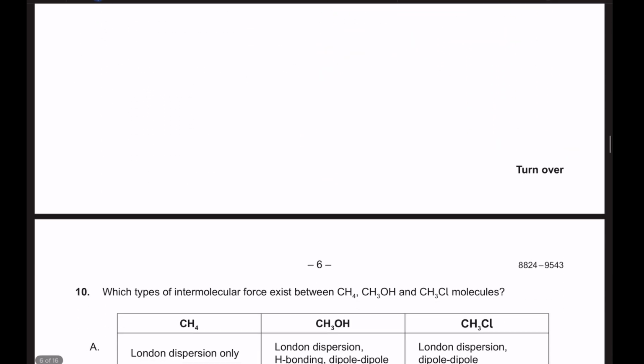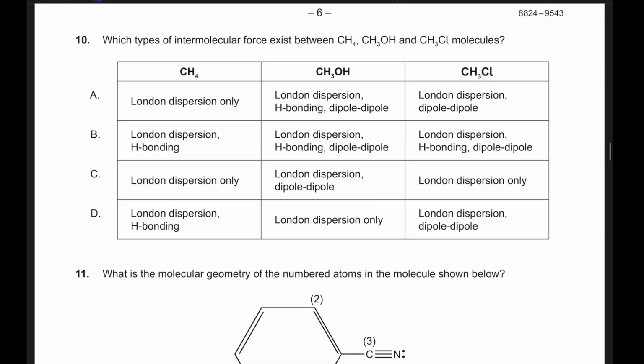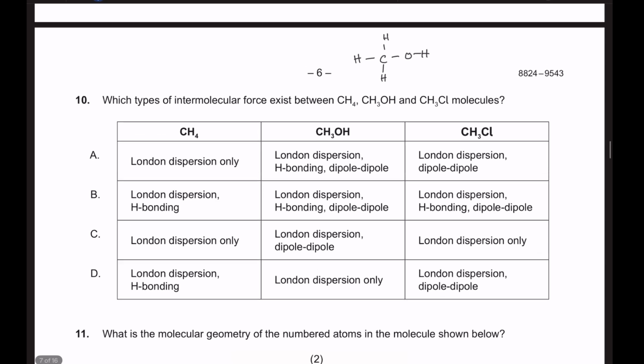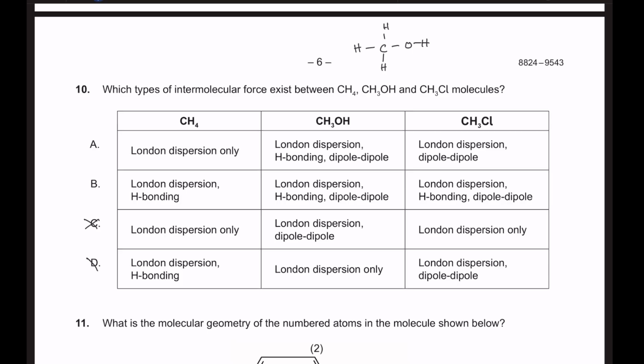The next one: which type of intermolecular force exists between CH4, CH3OH and CH3Cl? In CH3OH, the structure looks like this. So hydrogen is directly attached to oxygen. So CH3OH will have all the intermolecular forces till hydrogen bonding. Right, so it will have London dispersion forces, hydrogen bonding, and dipole-dipole. I can eliminate options C and D based on this.